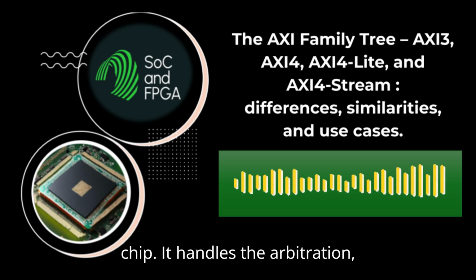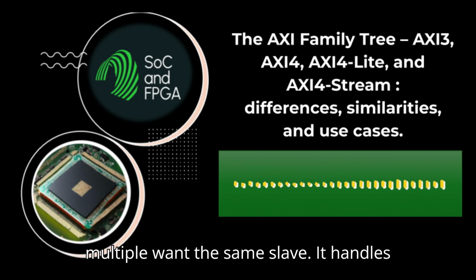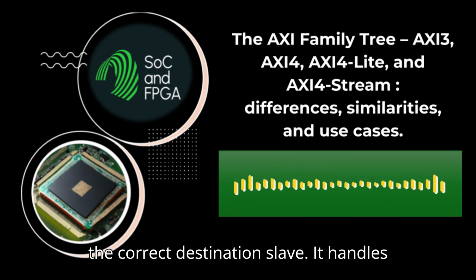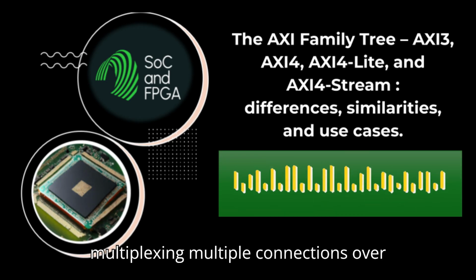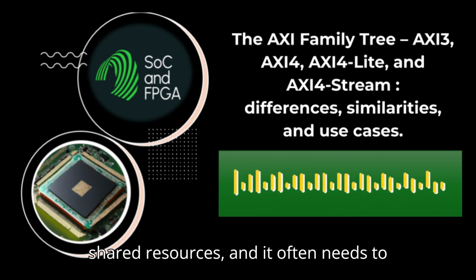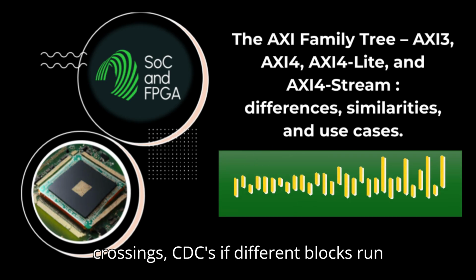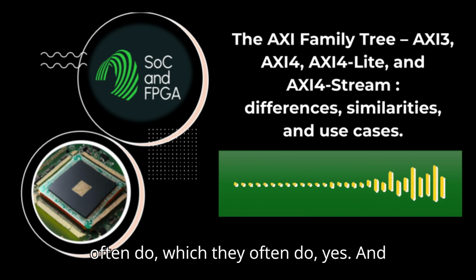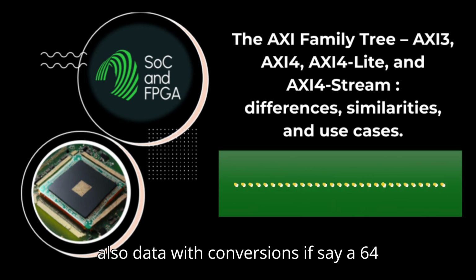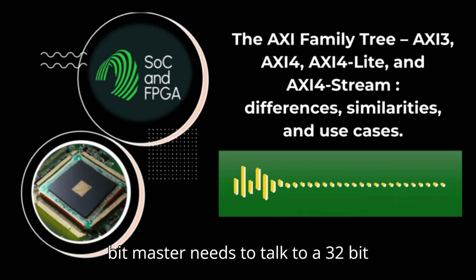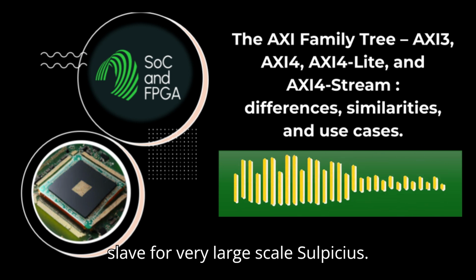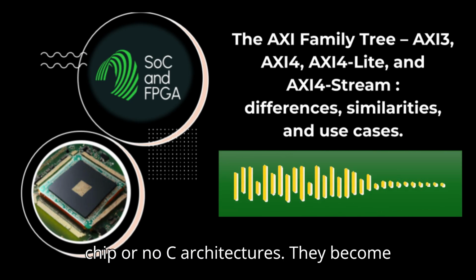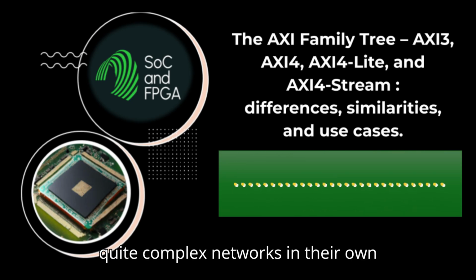This fabric acts like a sophisticated highway system within the chip. It handles the arbitration, deciding which master gets access when multiple want the same slave. It handles address decoding to route transactions to the correct destination slave. It handles multiplexing multiple connections over shared resources. And it often needs to handle tricky things like clock domain crossings, CDCs, if different blocks run at different clock speeds. Which they often do. And also data width conversions, if, say, a 64-bit master needs to talk to a 32-bit slave. For very large-scale SoCs, these advanced interconnects are sometimes even referred to as network-on-chip or NoC architectures. They become quite complex networks in their own right.